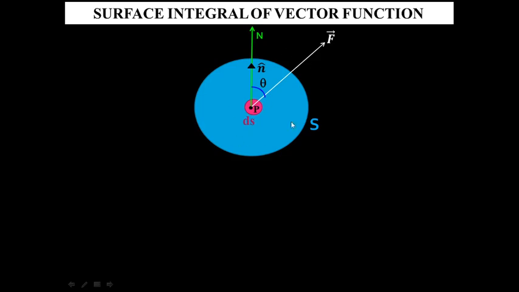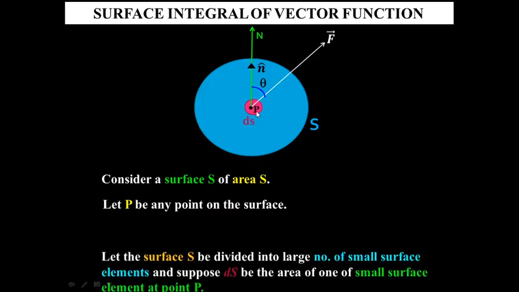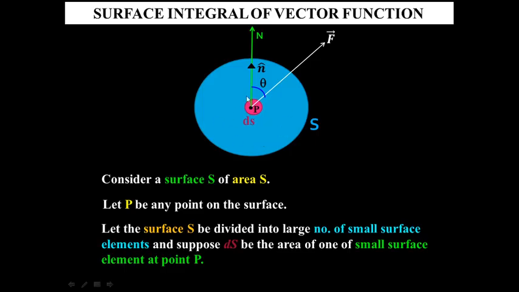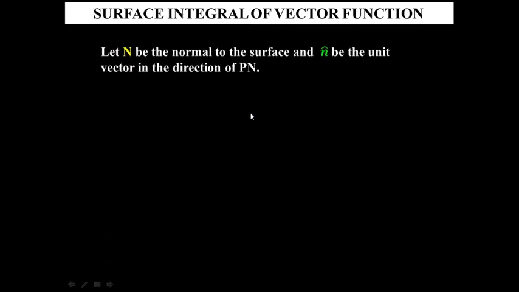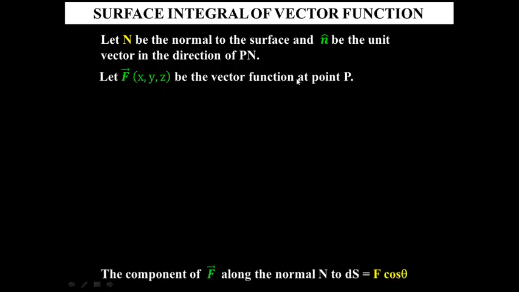Now whatever we have marked in this diagram, we have to write in text. So we have considered a surface S of area S, and P is any point on the surface, and let surface S be divided into a large number of small elements, and suppose dS is one of the elements at point P. Let n be the normal to the surface, and n cap the unit vector in the direction of the normal, and f(x, y, z) be the vector function at point P.